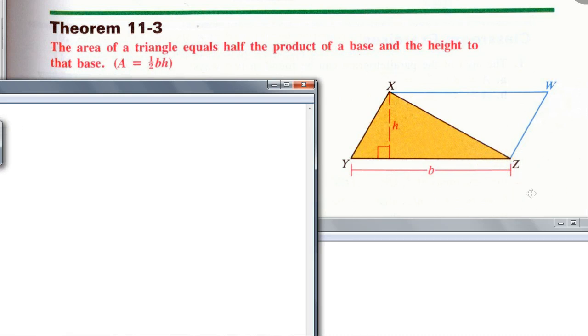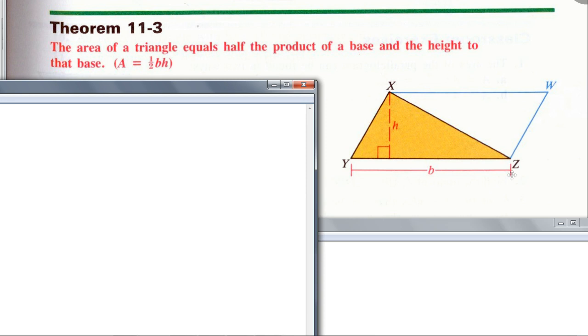So guess what? By side-side-side, the two triangles are congruent. Isn't that right? Yeah. The opposite sides are congruent, right? And then they're sharing the same side, XZ. Correct? Are we good? There's another way of doing this.